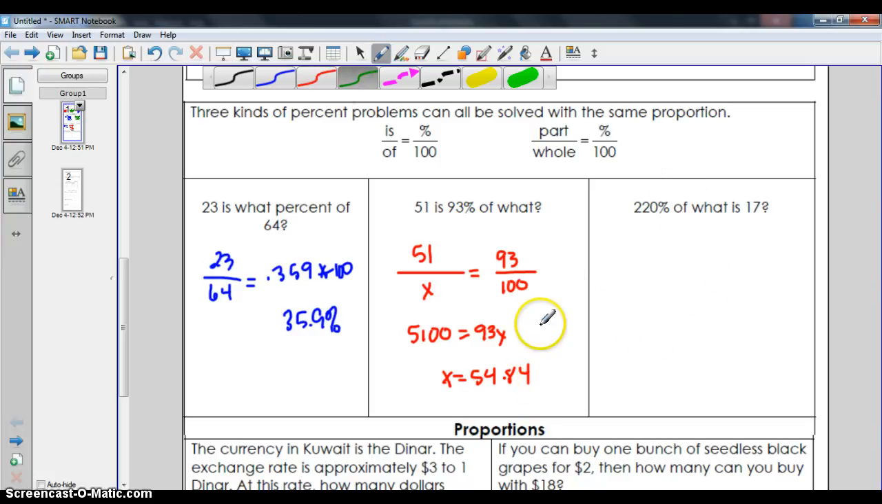So the next one, go ahead and try on your own. Use one of the setups there, cross multiply, whatever makes sense to you. Again, double check that answer to make sure it's legitimate, makes sense. So 17 out of, we don't know our total here because it's saying 220% of what, so that's your total, we don't know, is 17. So the "is" goes on top, the total "of" goes on the bottom, and then your percent over 100. Cross multiply, and then you'd wind up with 7.73.